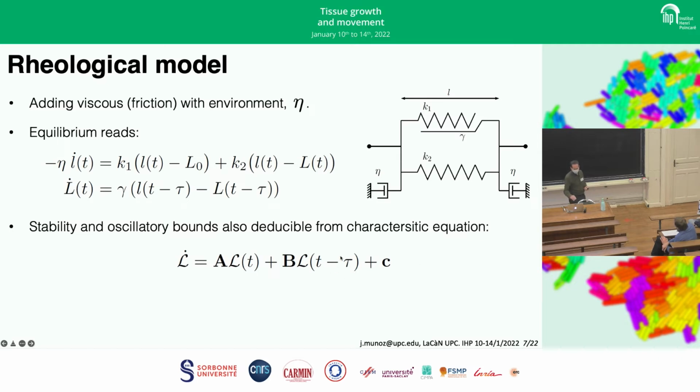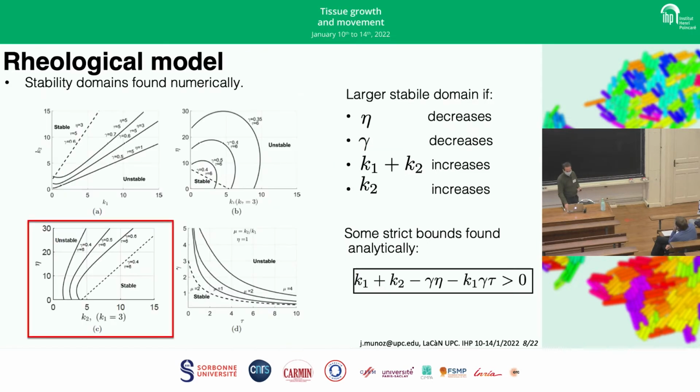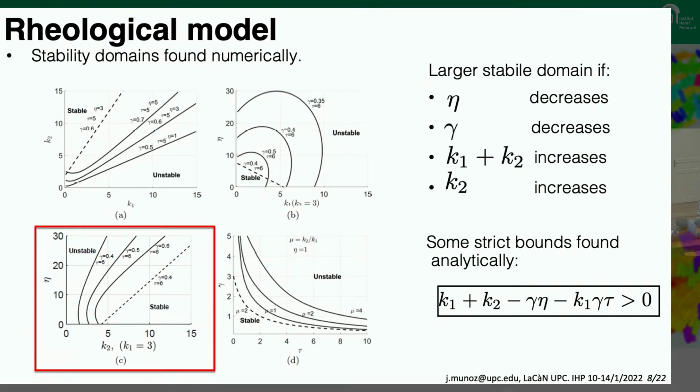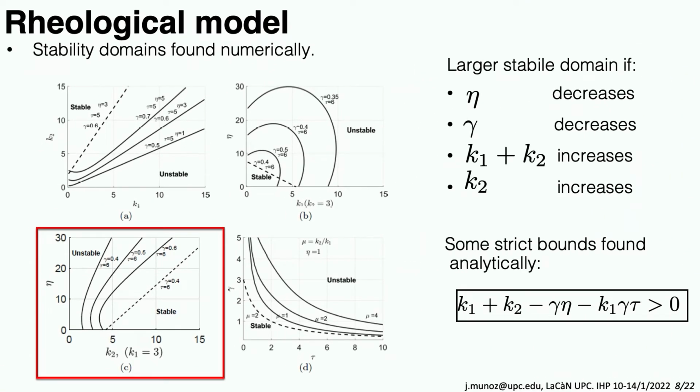And again, we do have oscillatory behavior, and we can also have not analytical bounds, but some other phase diagrams. Okay, we have more parameters, so the phase diagrams are a little bit more complicated. I won't look at that. Everything was a little bit like expected. If gamma increases or tau increases, then it becomes more unstable. Okay, that was somewhat expected.